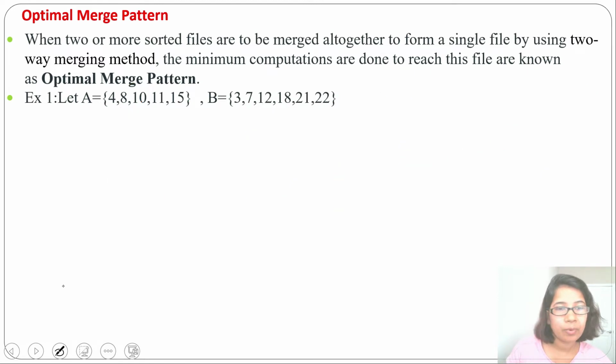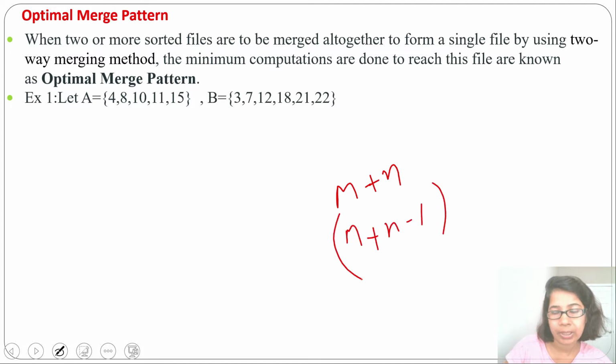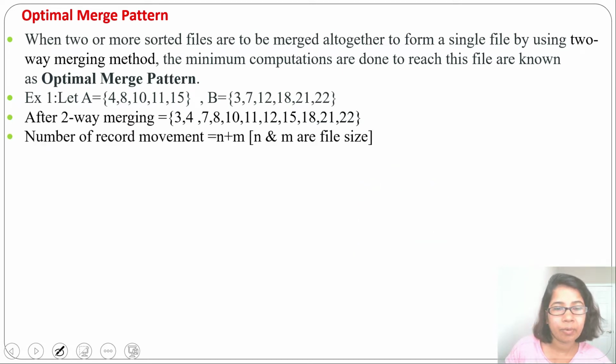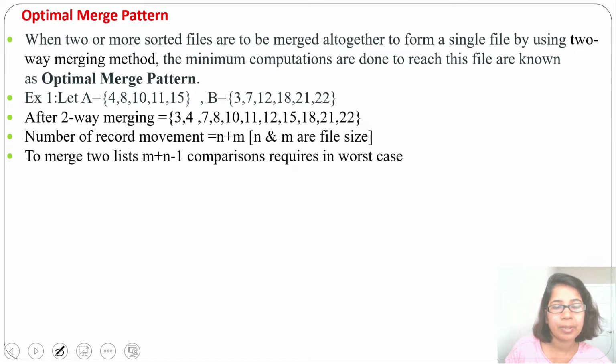Number of record movement equals size of A plus size of B, or you can say M plus N. If M equals size of first file, N equals size of second file, then number of comparison equals M plus N minus 1 in worst case. Maximum it will be M plus N minus 1. This is important: number of record movement equals M plus N and number of comparison equals M plus N minus 1 in worst case.